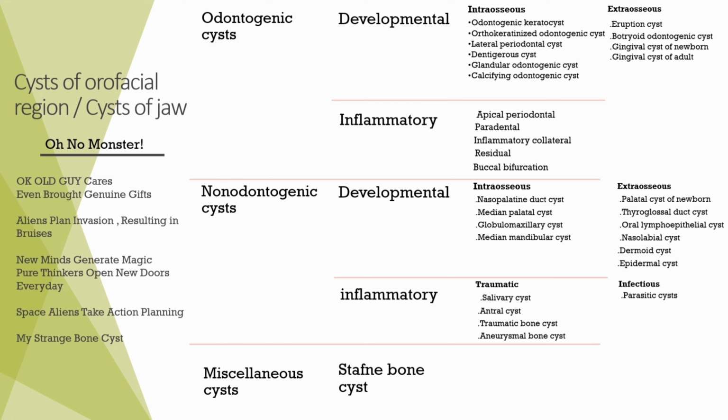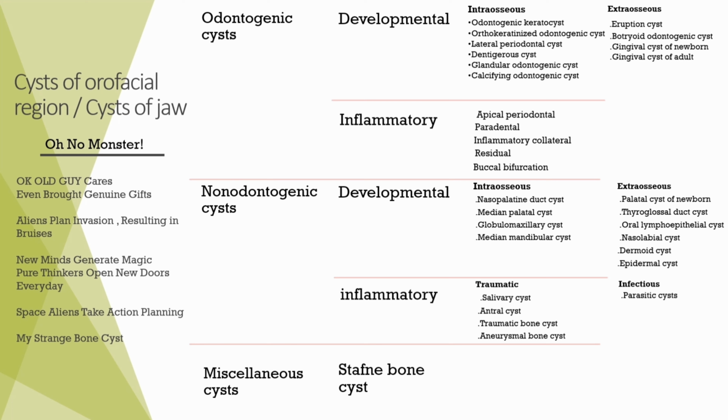And developmental alone will have intra and extra, inside, outside: intraosseous and extraosseous. Okay, clear? Now, coming to the mnemonic. Let us make our life easier, guys. So, developmental intraosseous, we go like, "Old guy cares." Now extraosseous, I have linked it with the intraosseous, and it goes like "Even, broad, genuine gifts."